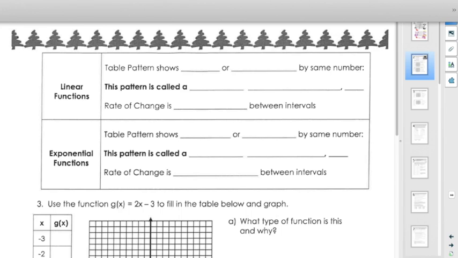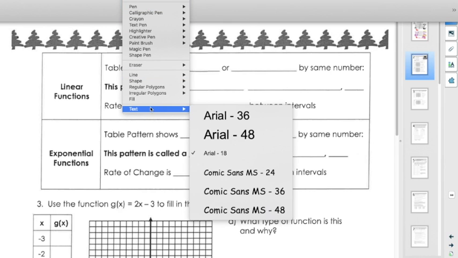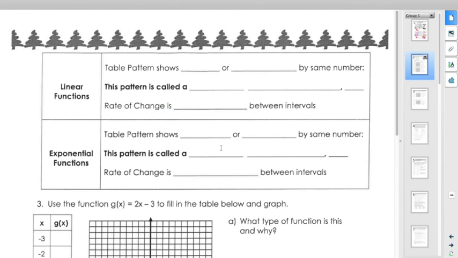All right, let's get down distinct characteristics of these. What is a distinct characteristic of a linear function? Well, for a linear function, the table pattern shows either add or subtract by the same number. We either add or subtract by the same number, and this pattern is called your common difference. That is represented just by the letter D. That is your common difference. And the rate of change is constant.